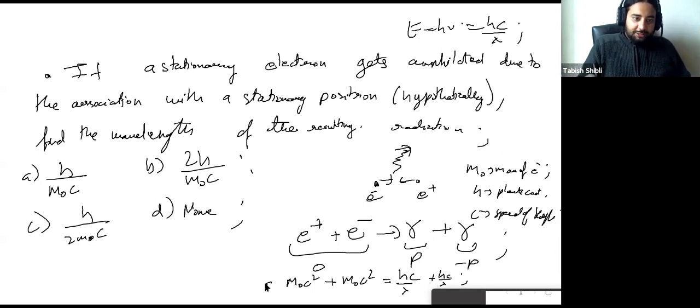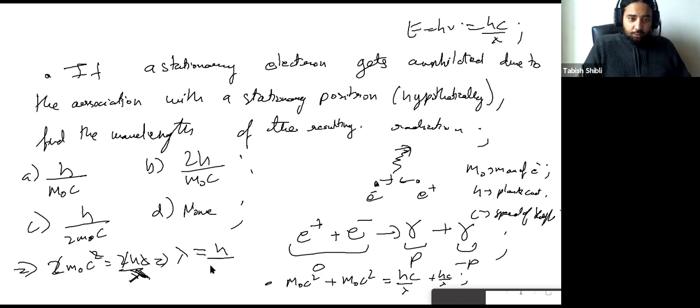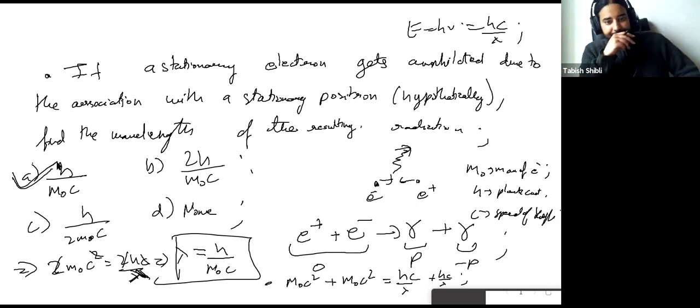So let's solve this equation. You get twice on the left hand side and twice on the right hand side, so you can just cancel the two out. But I won't, I'll write everything down. m naught c squared is equal to hc over lambda. This 2 cancels out, the c cancels out. So if you take the lambda on the other side and bring the m naught c downwards, lambda is just h over m naught c. That's it. So the answer is C.